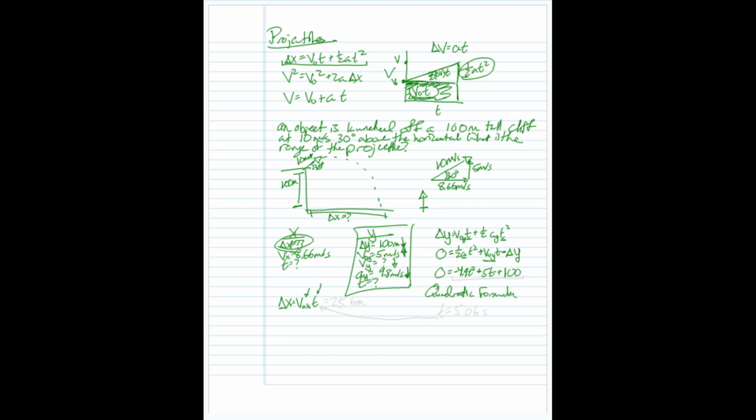Now I need to find the time using the quadratic formula. I could also plot this equation in my graphing calculator and find the zero. I get a zero at time equals 5.06 seconds, which I can then plug in over here to get a delta x of 25.6 meters.